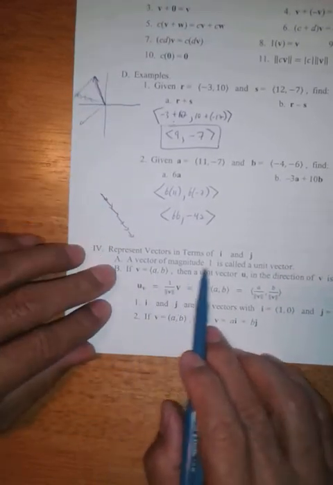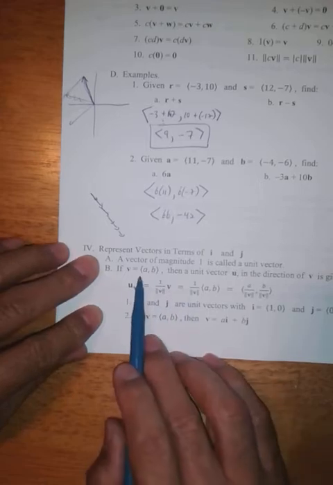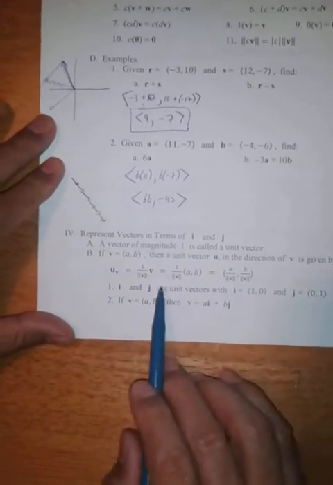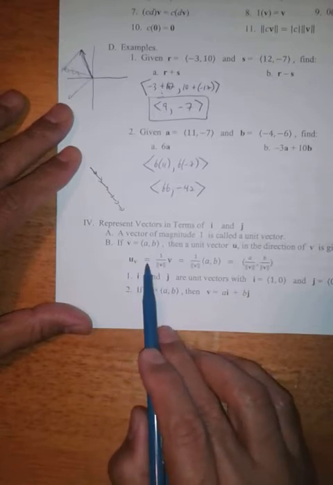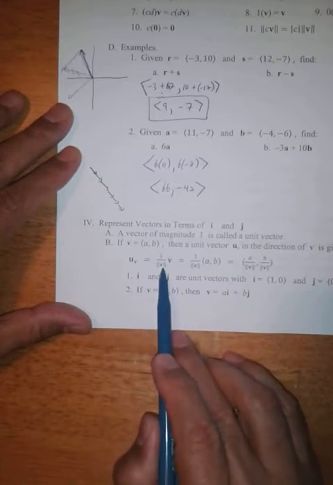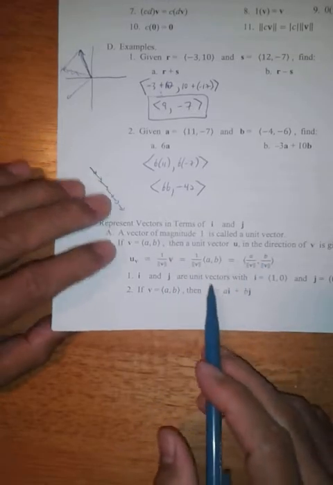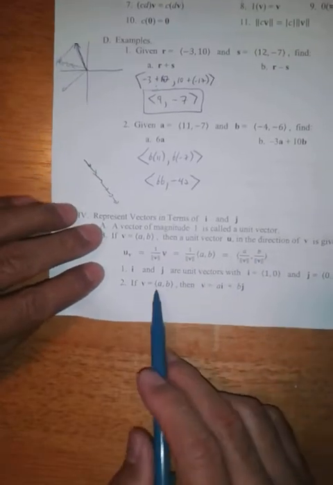Some other details. A vector of magnitude 1 is what is called a unit vector. So if V is A, B, components A, B, then the unit vector U in the direction of V is given by U equals 1 over the magnitude of V times V. Okay? And then the rest of it is just telling you different ways to represent it.